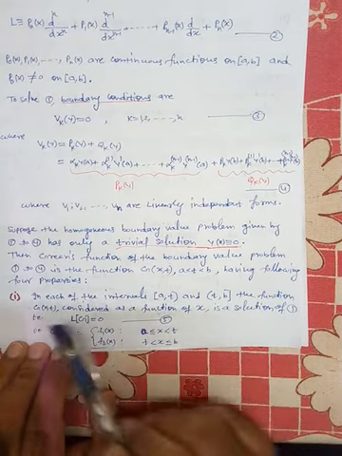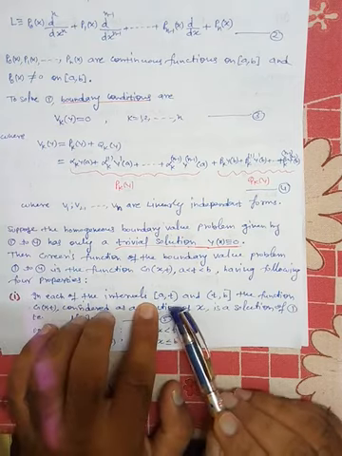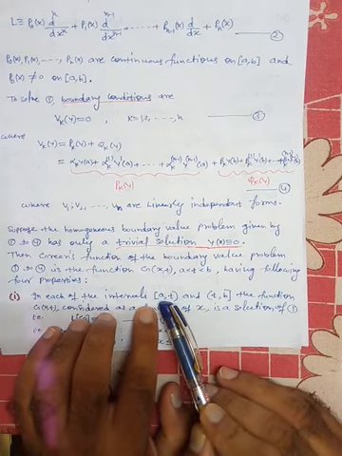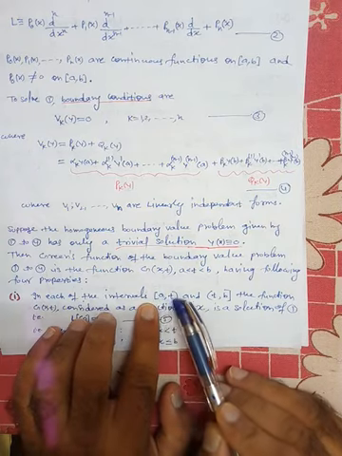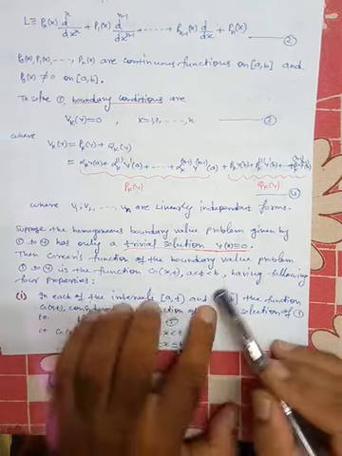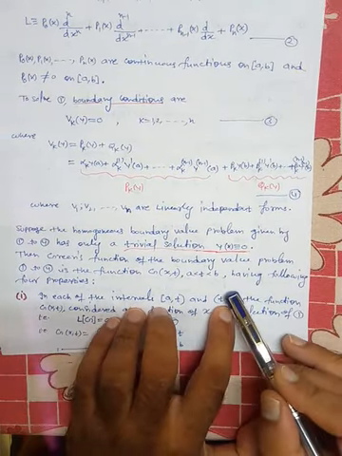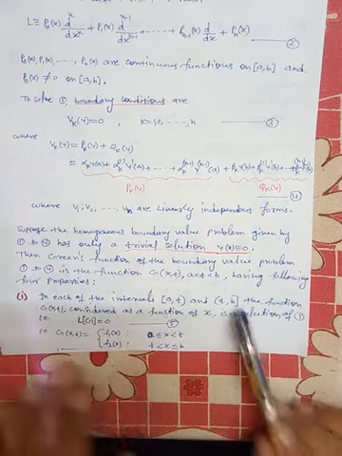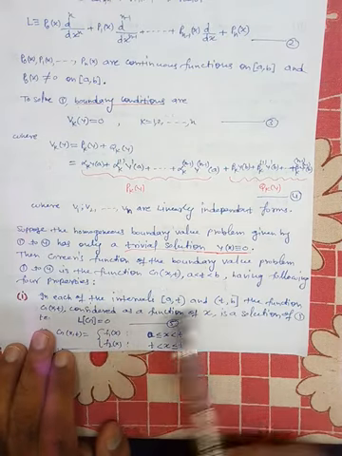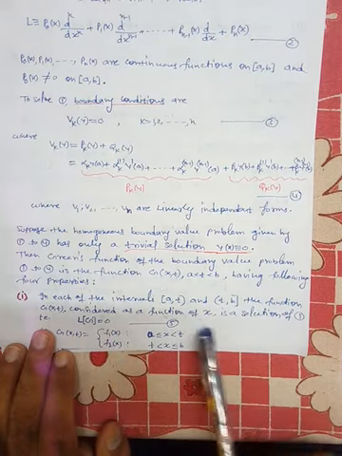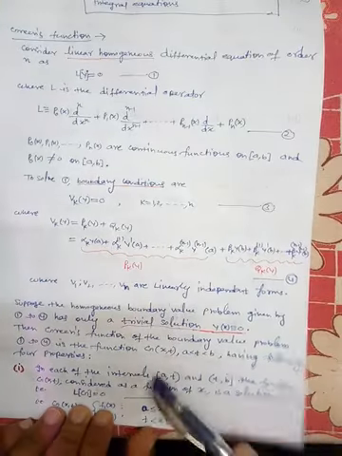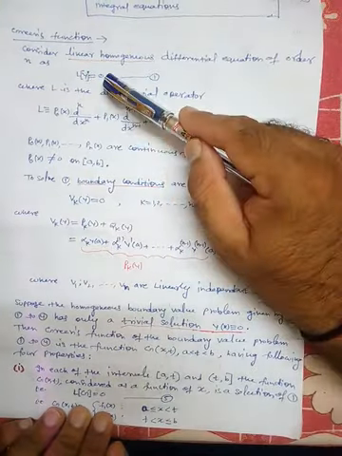Number 1, in each of the intervals [a, t) and (t, b], here the first is closed at a and open at t, and the second is open at t and closed at b. So this is semi-open, semi-closed. This G(x, t) in this interval, considered as a function of x, is a solution of 1. Solution of 1 means G satisfies this equation in this interval. So LG is equal to 0.